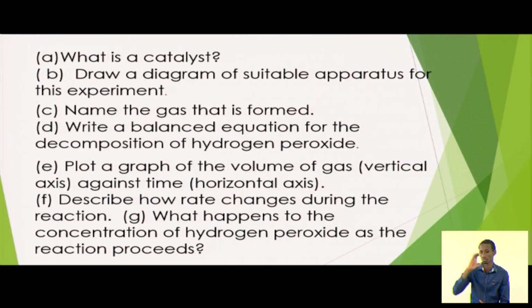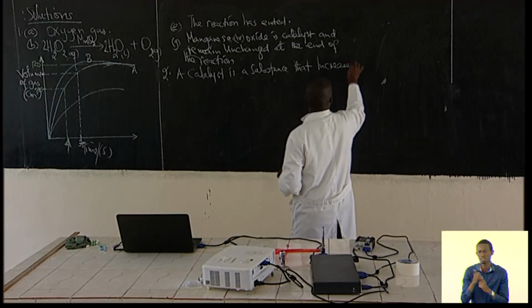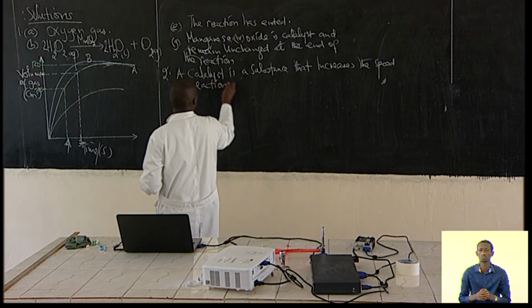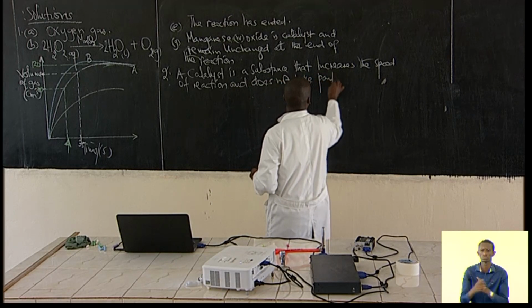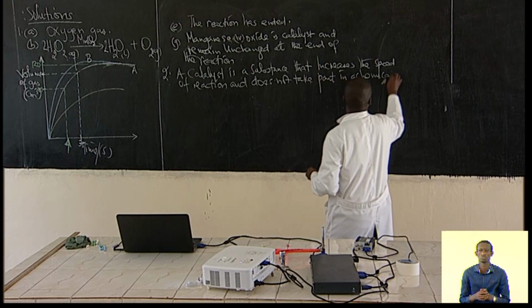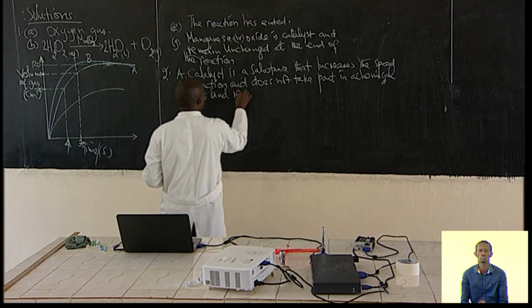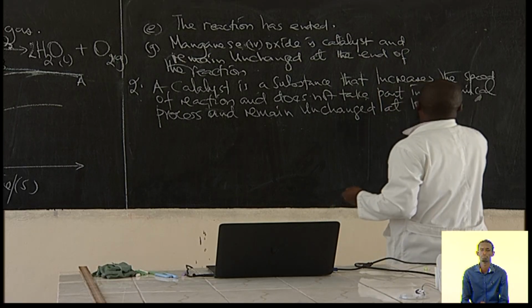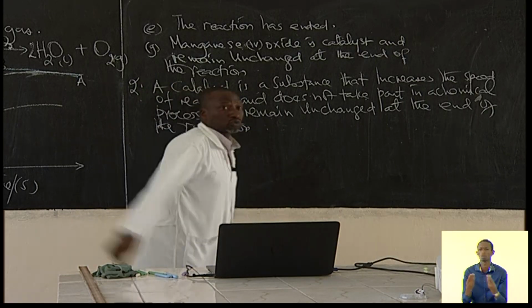A catalyst is a substance that increases the speed of reaction and does not take part in a chemical process and remains unchanged at the end of the reaction. That is simply the catalyst. We had talked about this one several times.